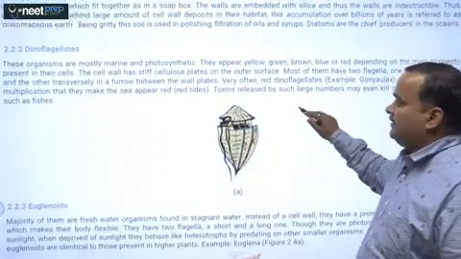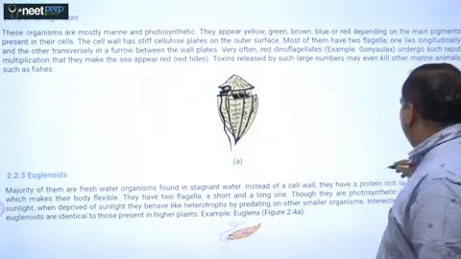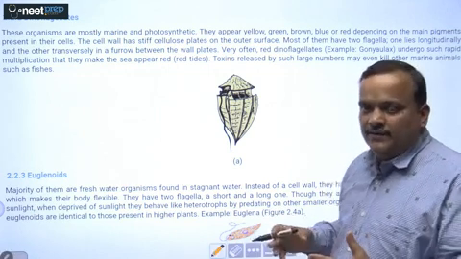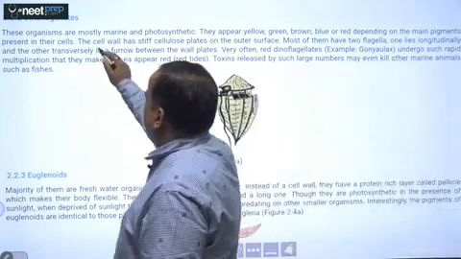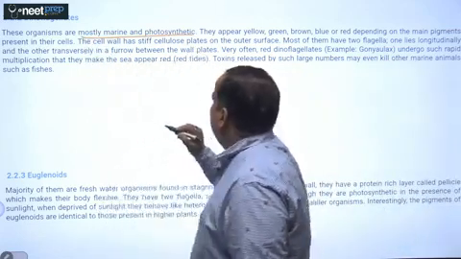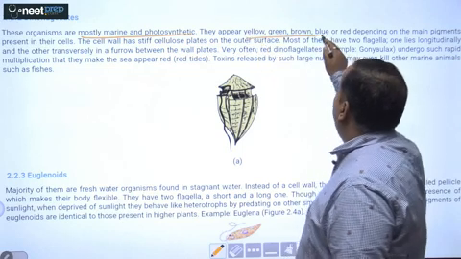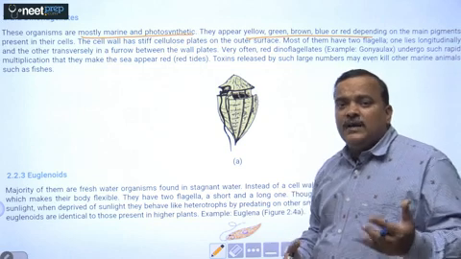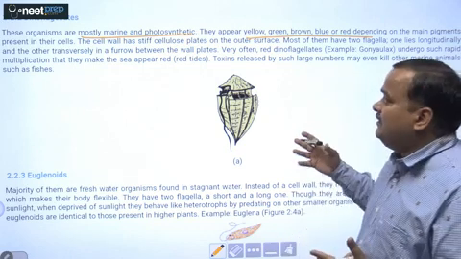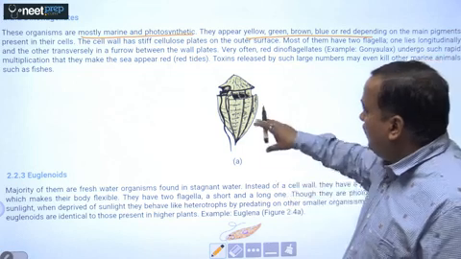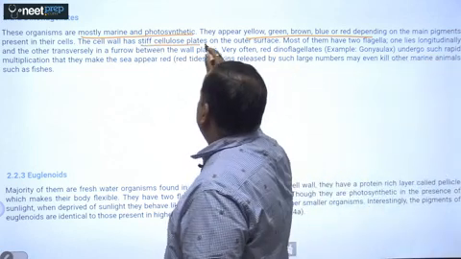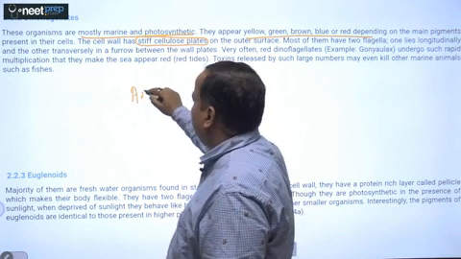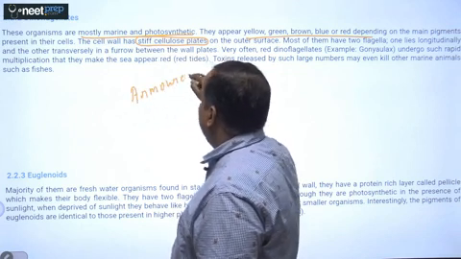Next is dinoflagellates. They are also photosynthetic. They are mostly marine. They appear yellow, green, brown, blue, red. So their color is variable, and that color depends upon the type of photosynthetic pigment present in these dinoflagellates. Then their body is covered with stiff cellulosic plates. Because of the presence of these stiff cellulosic plates, they are also referred to as armored protists.